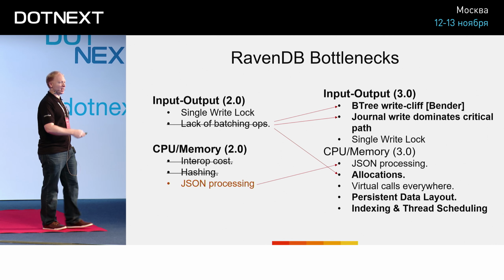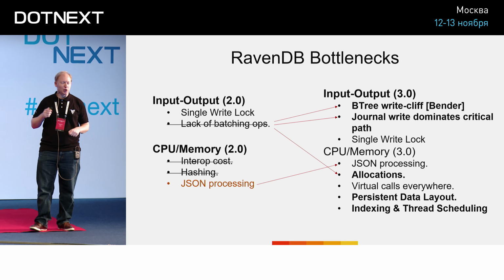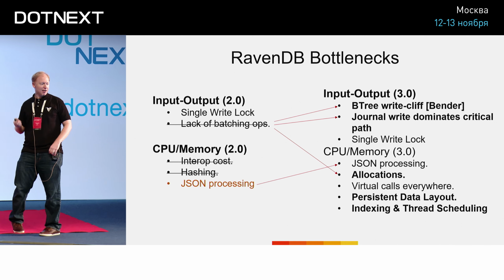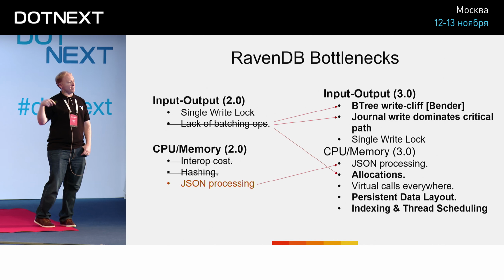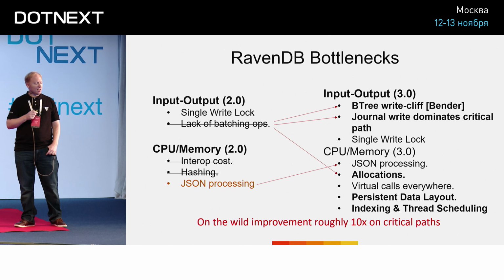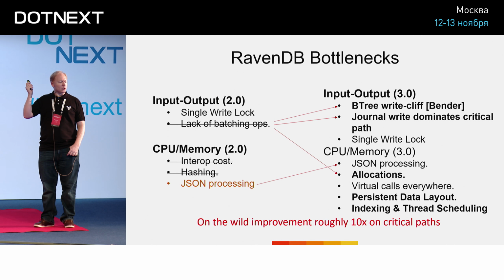Yeah, again. We are going to make JSON processing better. Okay, it was not good enough. So all the things, the only thing that did was change where our bottlenecks are. Even though this, we actually got 10x improvement on critical path, which is a lot.